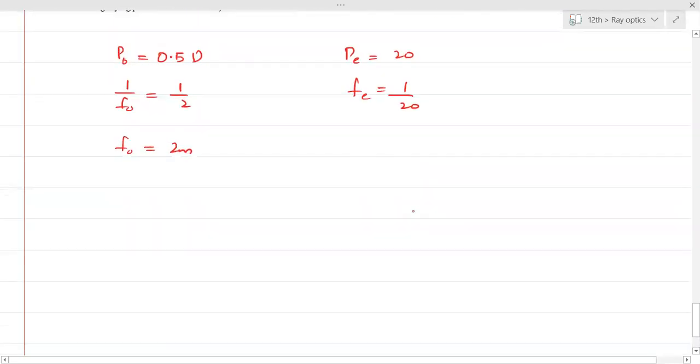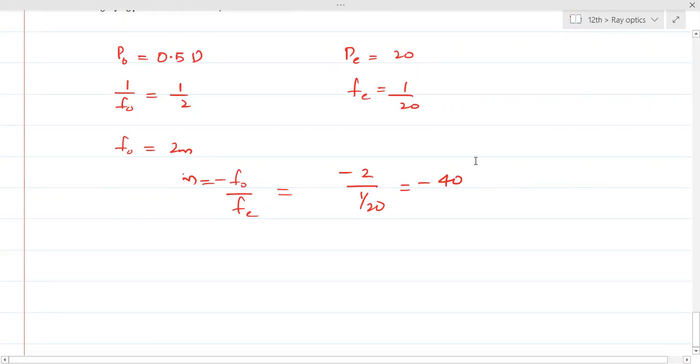And power of the eyepiece is given as 20, which means the focal length of the eyepiece will be 1 by 20. So here the magnification is minus f naught upon fe, which is minus 2 upon 1 by 20, which is minus 40. Got it? Simple, right? Very simple question.